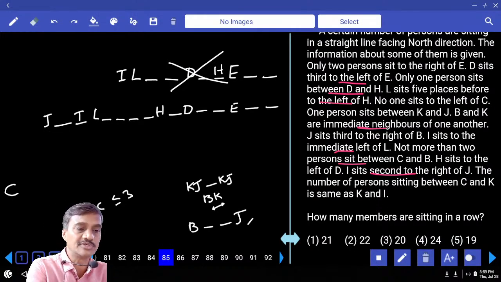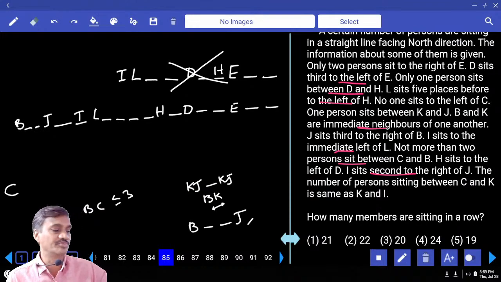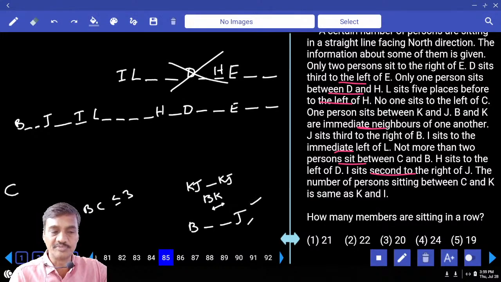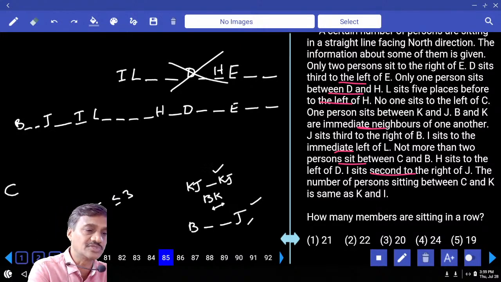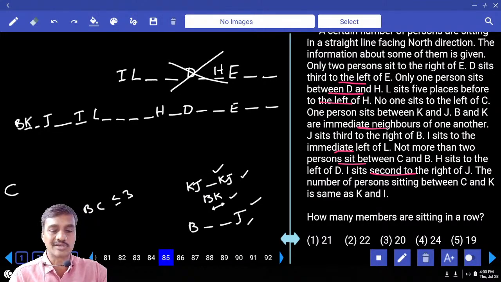Between J and B, and the 2 people. And B is here, 1 to J. Between B and J, there must be exactly 2 people. Now B and J, 2 people. Between J and K, there must be exactly 1 person. And so where should this K be? K is here. Now B and K are adjacent to each other. K and J, there is exactly 1 person. And in between B and C, there should not be more than 3 people.